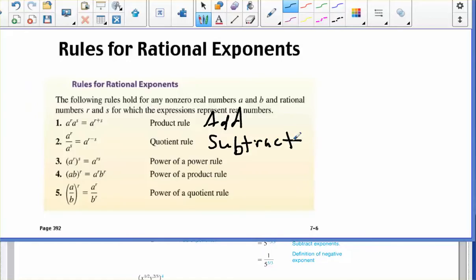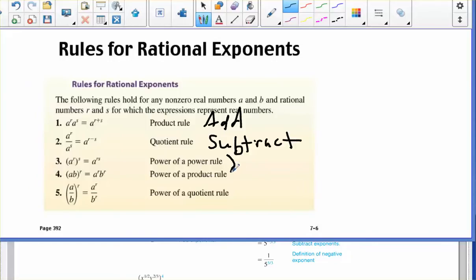Now, this one is called power of a power. If you have inside of parentheses a to the r power, and outside those parentheses you have another exponent, to simplify this, the law says that you multiply. You get the product of those exponents. So when you have the power of a power, you multiply.